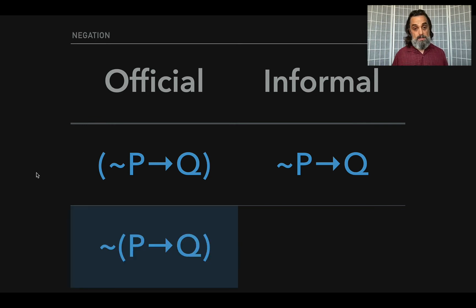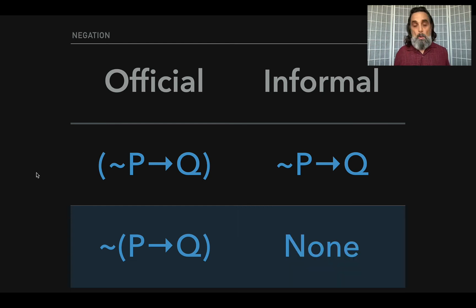What about this? This is a negation. It's a negation of if P then Q. Is there an informal version of this? What do you think? There is no informal version of this because this doesn't have external parentheses. That right parenthesis is on the outside, nothing is outside of it, but the left parenthesis, the negation is outside of it. And since we can only drop external pairs of parentheses, we can't drop those parentheses, and so there is no informal version of that.